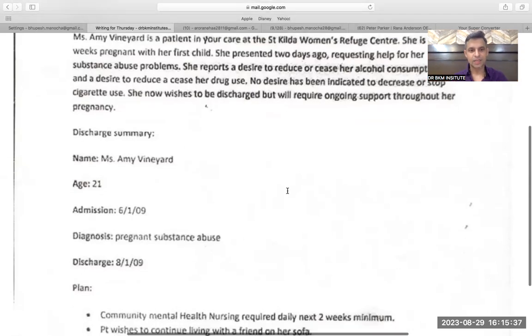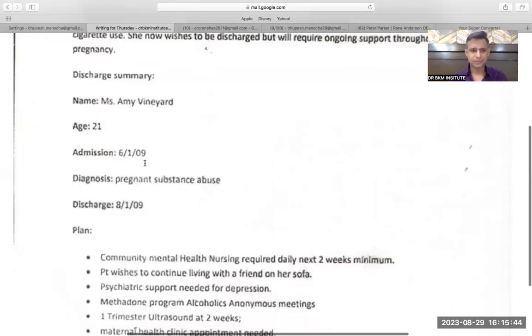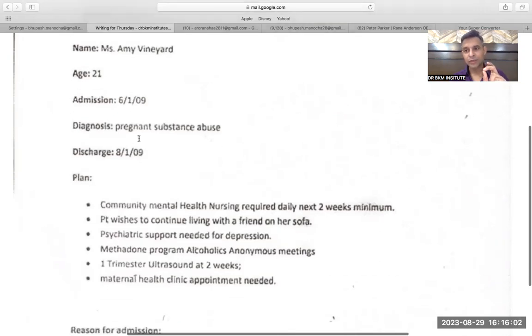Going further, now I will try to read more about the patient. Mrs. Vineyard is just 21, admitted on 6th, discharged on 8th. So today's date is always the discharge date. We are discharging the patient on 8th of January, and she was admitted 2 days ago. Why? Because she was pregnant and was having substance abuse problems. So that was the main thing.